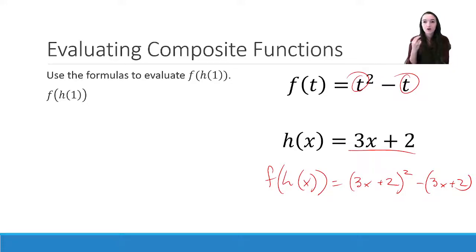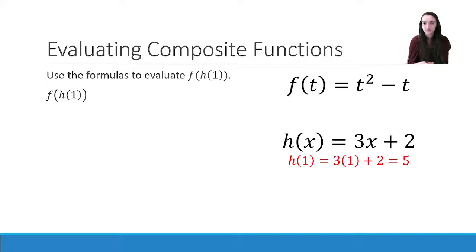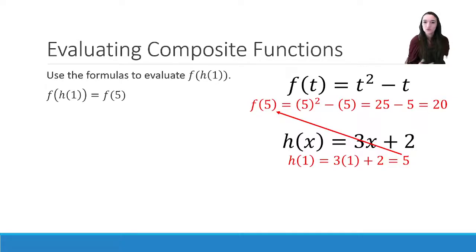So first, all I have to do is plug in 1 for x. So h of 1 is 3 times 1 plus 2, which is 5. So h of 1 is 5. Then f of h of 1 would be f of 5. So I figure out what is f of 5. I plug in 5 into f, so that's 5 squared minus 5, which is 25 minus 5, which is 20. So in conclusion, my answer would thus be 20. So f of h of 1 is 20, and I didn't need to go through the effort of figuring out what f of h of x was.